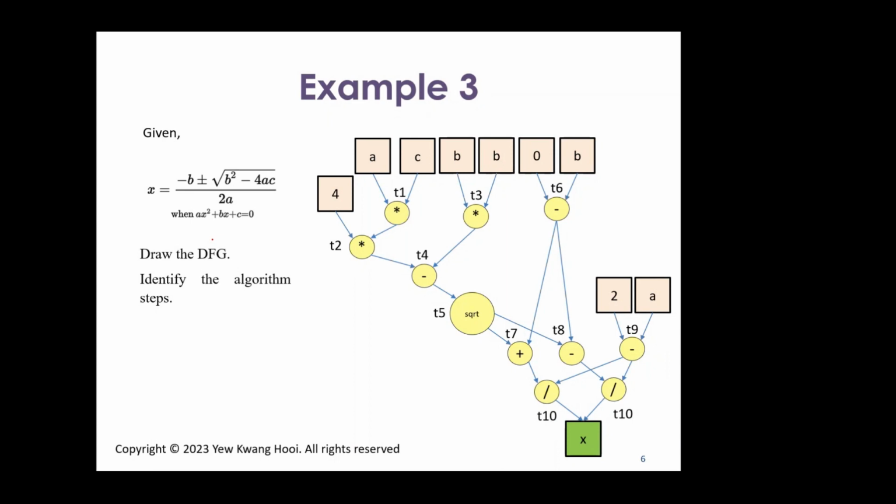Because there is this plus minus. You can plus and also minus before you divide, right? Then you finally store in the output. So the output variable is what? The output variable is X, right? So this is the output variable X.